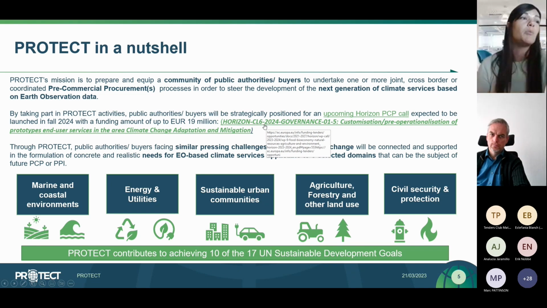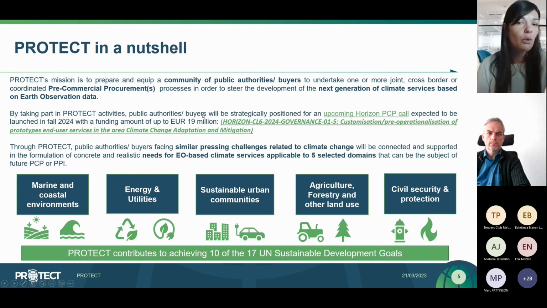So by taking part in Protect, the idea is to strategically position a consortium of public authorities which face similar challenges and who want to join forces and submit an application for this PCP call and to receive the funding of 19 million euros in order to help fund the R&D of climate service providers in Europe that may help you to develop solutions that fit your needs and respond to your needs.